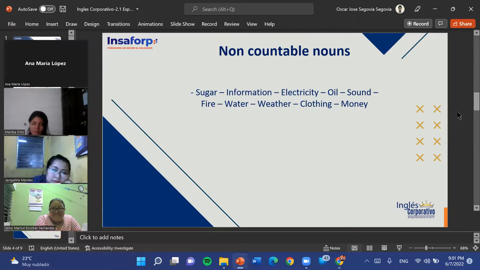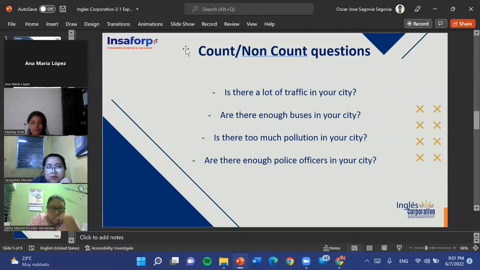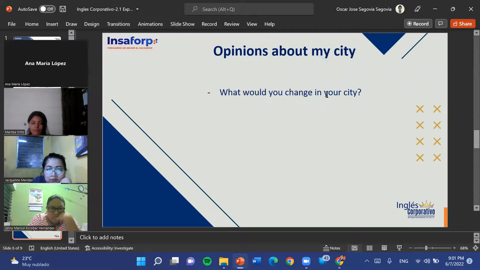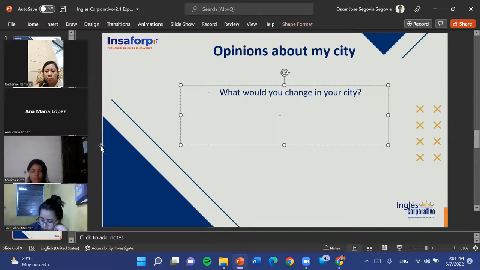All right. So, these are some of the non-countable nouns. Of course, there are many more, but these are some of the examples we can use. Now, I have these questions, but actually I'm going to jump over them and I want to go into this one. Porque quiero ver más o menos cómo podemos expresar, ¿verdad?, ese tipo de cosas. What would you change in your city? So, this is not for the country. It's only regarding your city. I want to know from at least four of you guys, what will you change in your city?